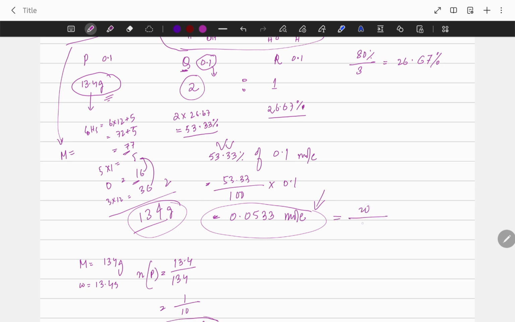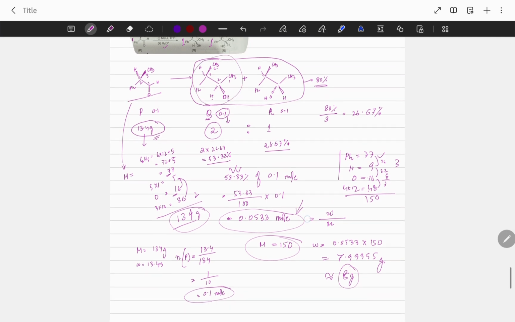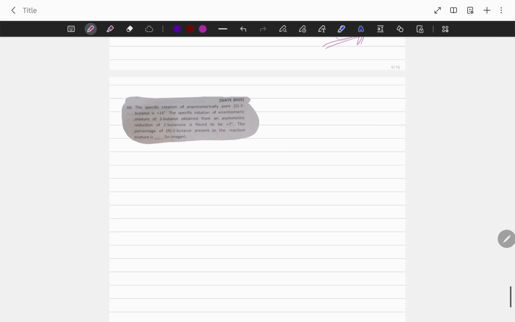Now obviously from mole we can find out the mass. The formula of mole is given mass by molecular weight. So the molecular weight is 150, isn't it? So W will be 0.05333 into 150, and that will give you 7.99995 gram, which is equivalent to 8 gram. So what is the amount of Q? The amount of Q will be 8 gram.